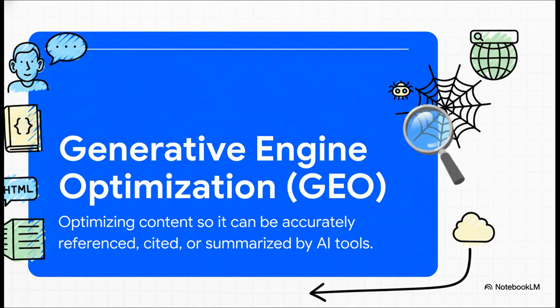And just to give you a little peek into the future, let's talk about generative engine optimization, or GEO. This is all about making your content ready for AI. We're talking about tools like ChatGPT or Google's AI overviews. And what do these advanced AIs need to understand your content? You guessed it, a clean, clear, semantic structure.